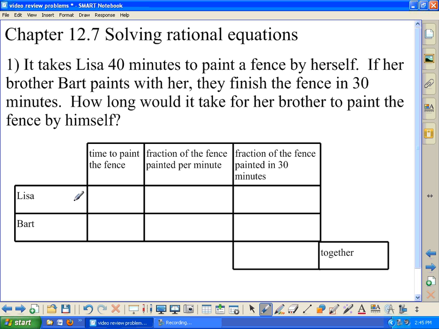So the time to paint the fence by themselves, Lisa takes 40 minutes, and her brother, we don't know how long it takes him to paint the fence by himself. That's going to be our variable x.